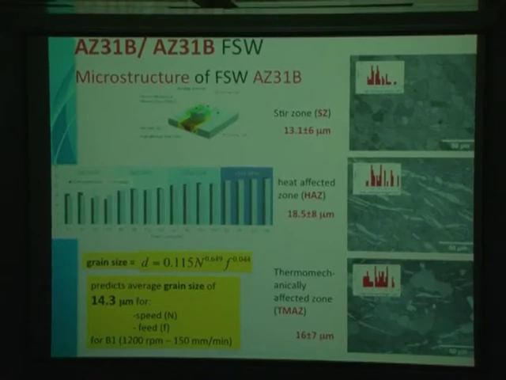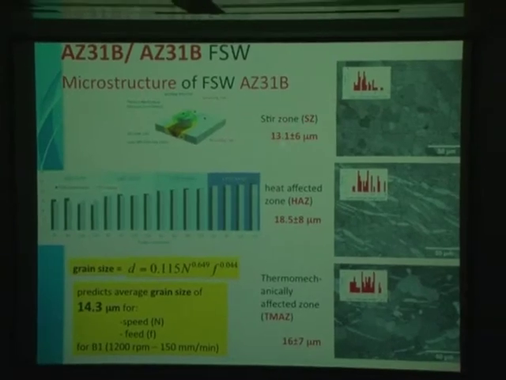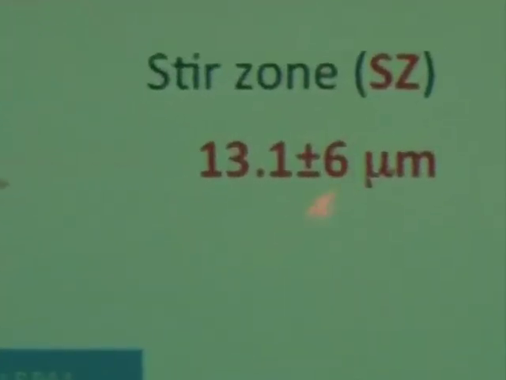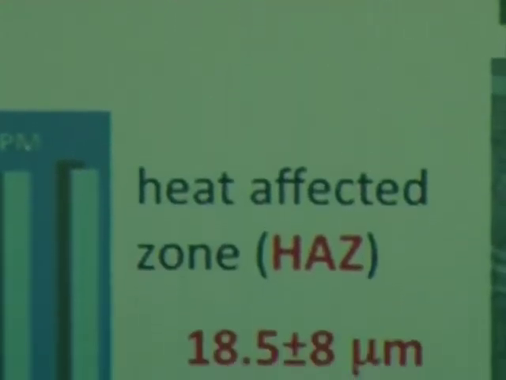We examined for one set of specimens the resulting grain structure, and look, there's some growth. In the nugget, you see 13. So the grain has grown, and it's now 18, 16. So actually, there's definitely some growth.